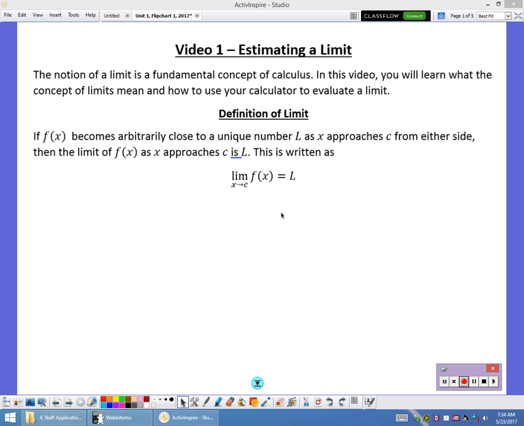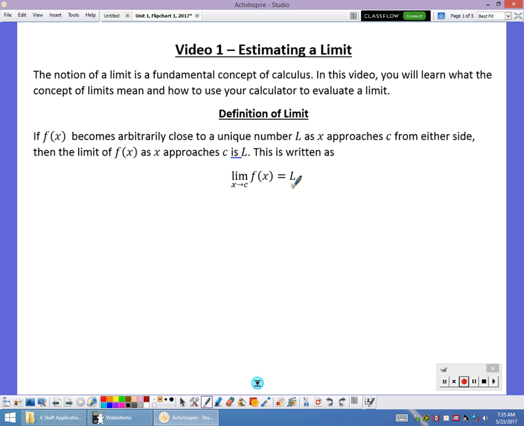First of all, what is a limit? As f of x becomes arbitrarily close to a unique number, that's L, as x approaches a value of c from one side or from another side, that's called a limit. This is the way we write it right here, and it's read as the limit as x approaches a critical number c of f of x equals L. The L value will be a y value, or f of x value.